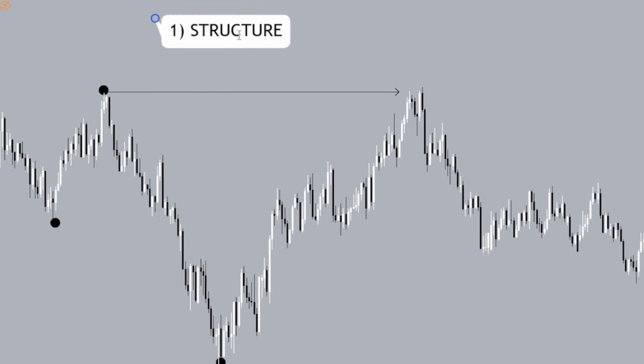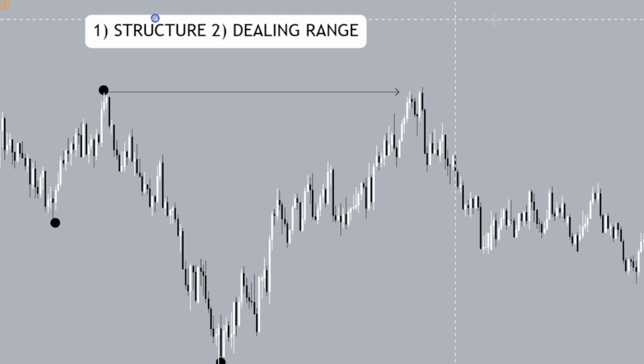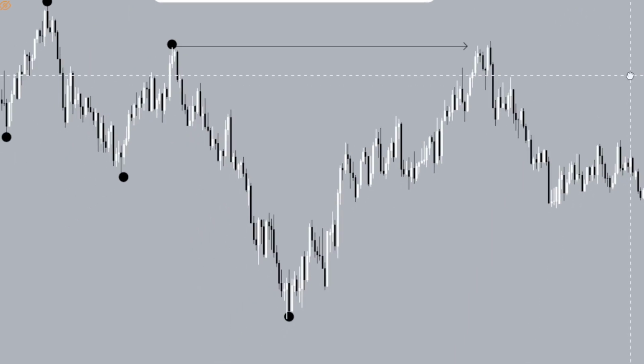So this here gives us a clear market structure to work with. The next thing we need to identify and analyze is the dealing range. And what is the dealing range? What do we mean by the dealing range? The dealing range coincides with structure, right? So the dealing range gives us the most recent structural high and low.